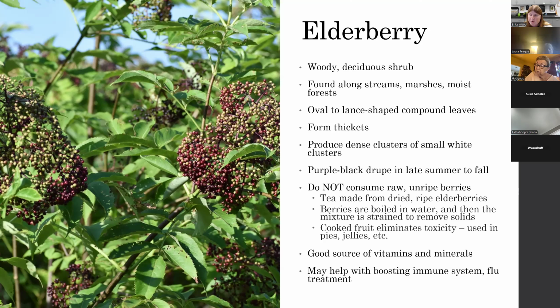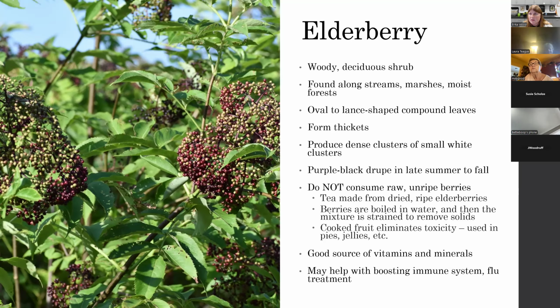What people primarily use elderberry for, as a tea especially, or as a syrup, is to help boost the immune system. People will take elderberry tea or elderberry syrup if they have a cold, if they have flu-like symptoms, to help with that. So certainly that might be something that even some of you have already done or used.